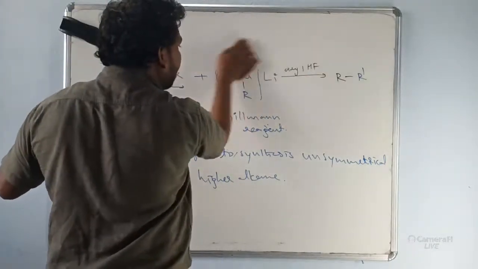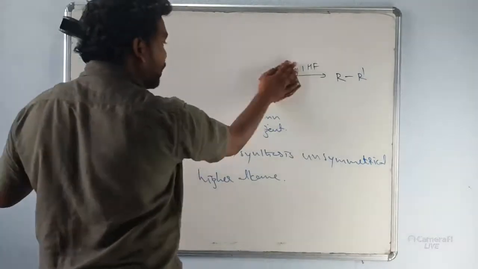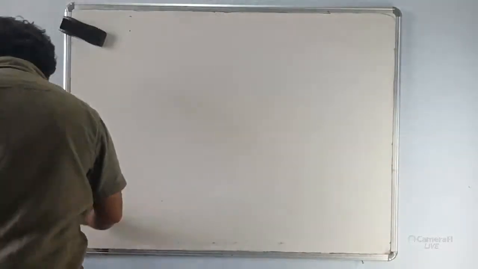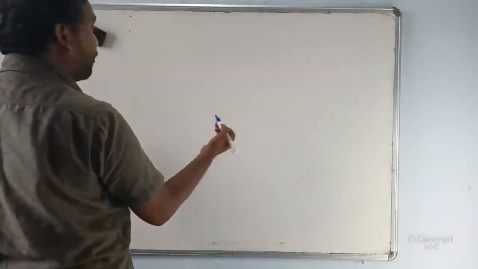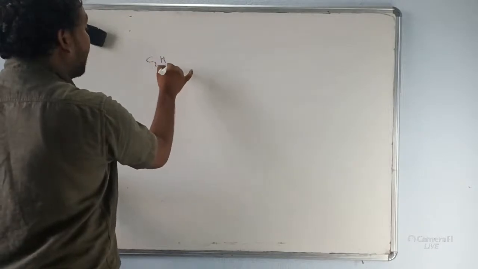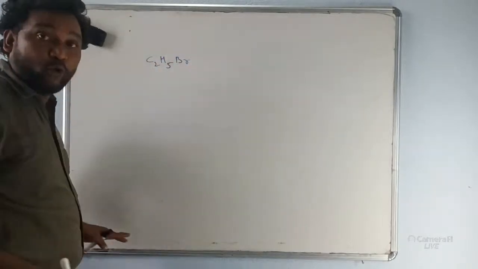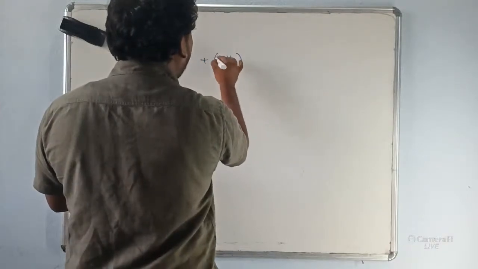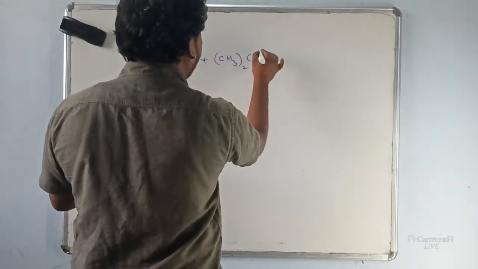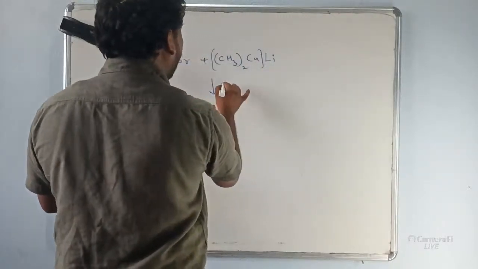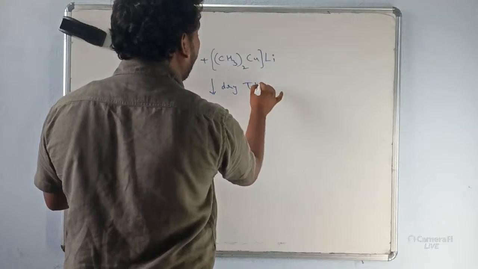Do you want any example for the Corey-House synthesis? Suppose you want to write an example: take ethyl bromide and react this ethyl bromide with lithium dimethyl cuprate. Then what's the product? How to write the product here?